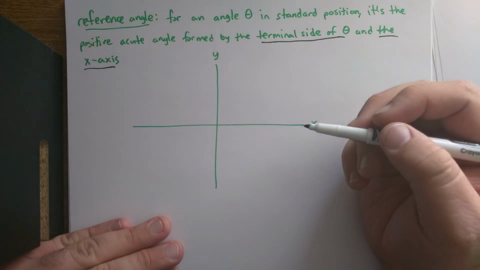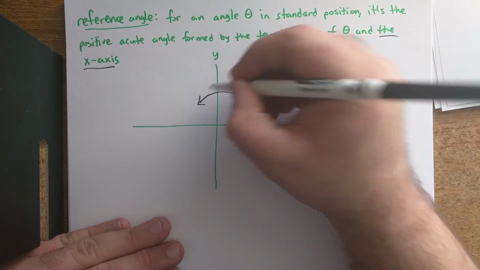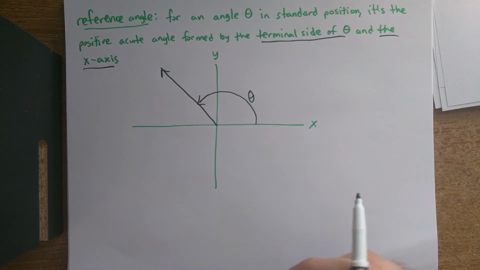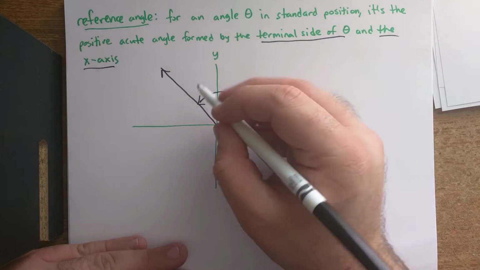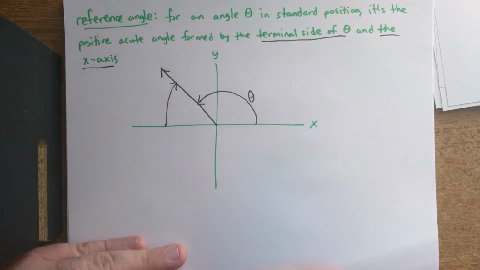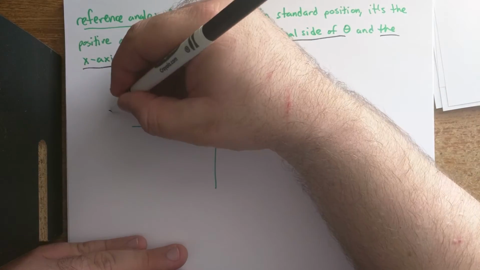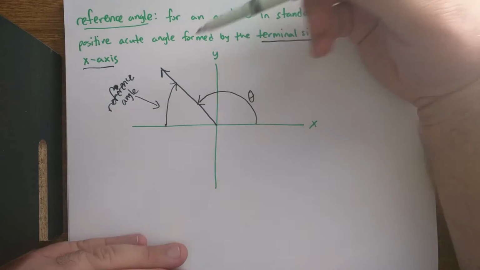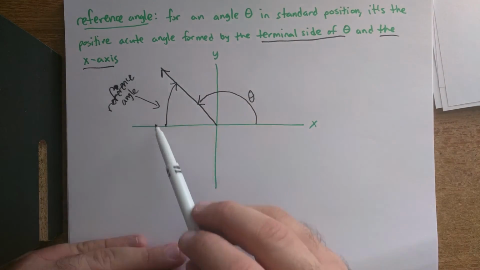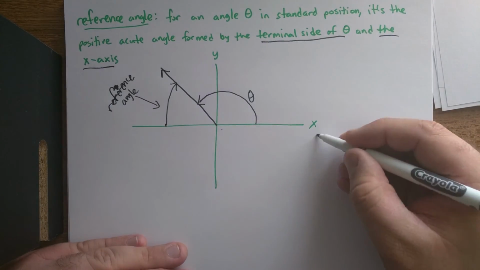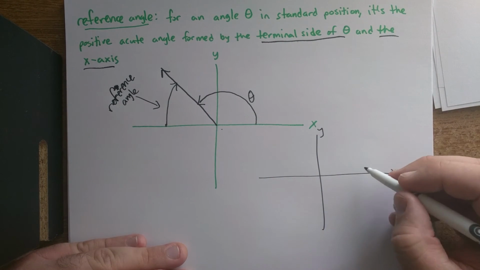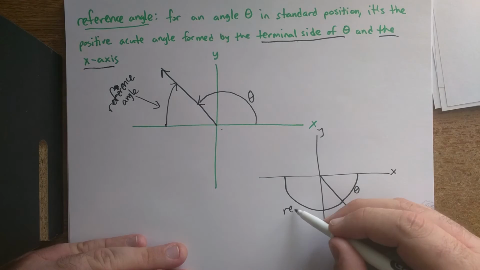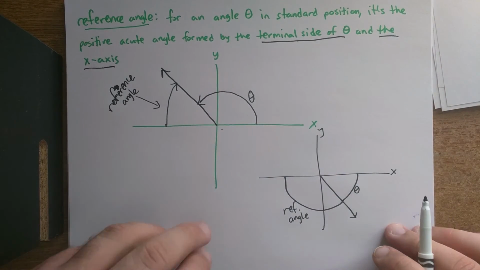So let's say, for example, I gave you just some theta value. It has the initial side and the terminal side. And this is some theta value. We don't really care. The reference angle to this angle, to theta, is right here. So this right here is the reference angle, because it's formed by the terminal side of theta and the x-axis, which is right here. Now if I drew an angle like this, and I called this theta, then this would be the reference angle right here.